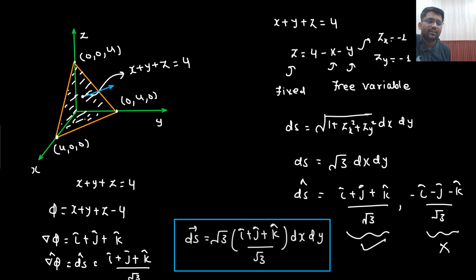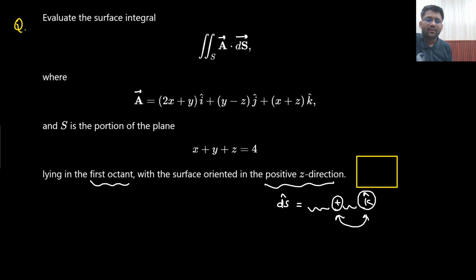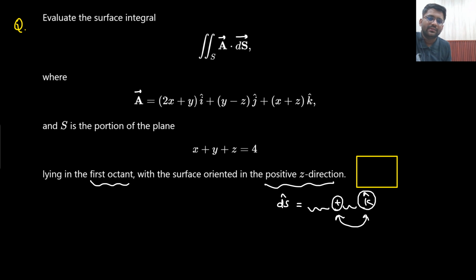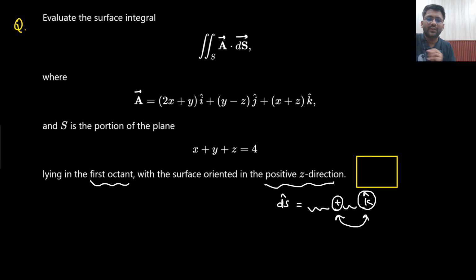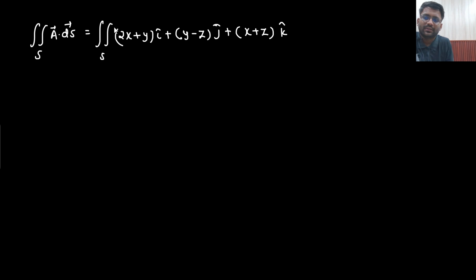So now what is my integral? My integral is A dot dS over the surface S. What is my A? A is (2x plus y) i cap plus (y minus z) j cap plus (x plus z) k cap, dot dS vector.